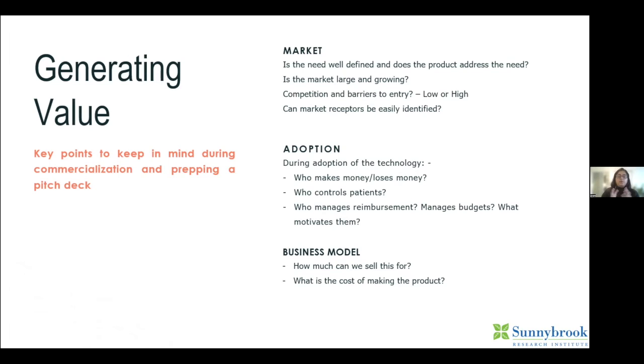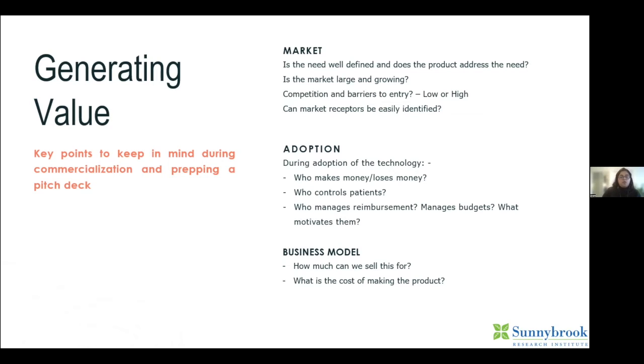And then for adoption also, this is not a very critical part of generating value, but definitely something to think about if your technology has reached that stage, in terms of who makes or loses money, because of course the trade-off needs to be right too. And who is going to control the patients if this goes into the whole clinical trial process, etc. So not something to think about right now, but definitely something to keep in mind.